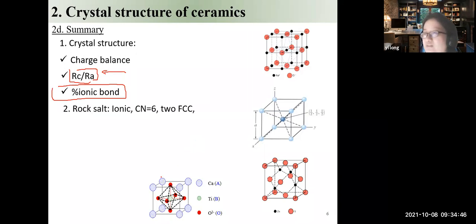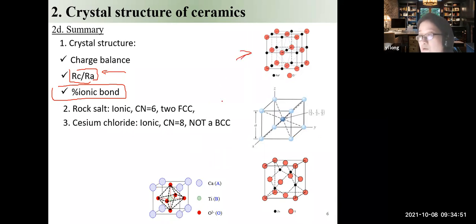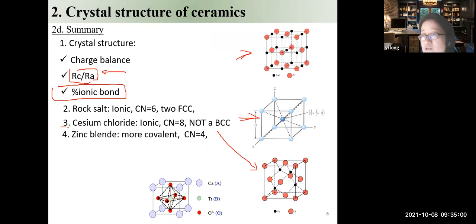Also we have learned rock salt structures, then cesium chloride, and also zinc blende. Zinc blende is a unique one. Rock salt and cesium chloride just follow the RC over RA table because they are very ionic. But zinc blende has more covalent bonding inside, so it has something special. From RC over RA, the CN is supposed to be 6, but in the end, it only has CN 4, not CN 6. So this is zinc blende.